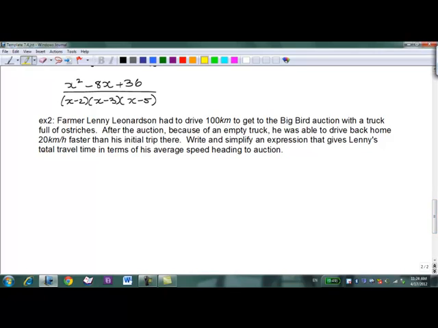So this actually is quite important in terms of his speed heading to auction. That typically means, that tagline tells you that's what our variable is going to be. Let's call that x, is the speed to auction. Now we're talking about distance, velocity, time kind of thing if you think to physics. The question is asking for his total travel time. So what we're trying to solve for is time here. So if we divide by v, we get time as distance over velocity. So this is where I like creating a little table.